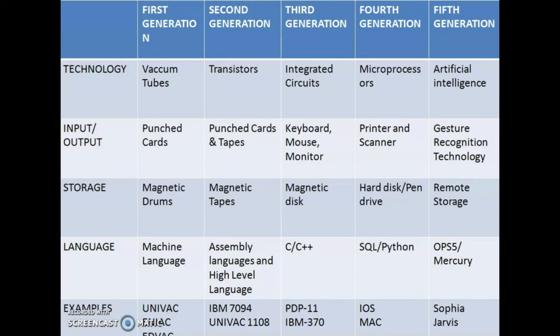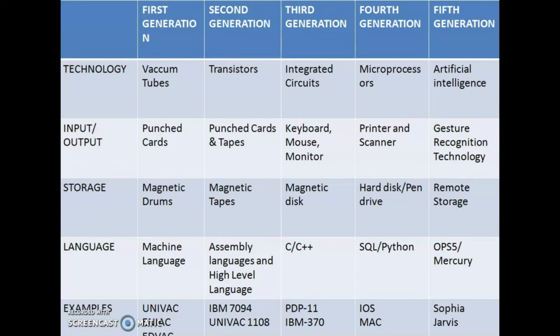First generation computers used machine language for programming. The next one is second generation computers, which were developed during the period of 1959 to 1964. The technology used is transistors, which are comparatively cheaper, smaller, and need less power consumption. Punched cards and tapes were used to feed the data. For example, IBM 7094 and UNIVAC 1108. It used languages like assembly language and high-level language.